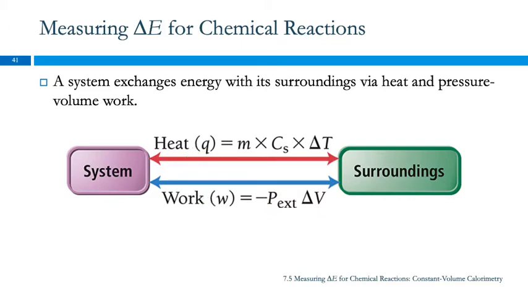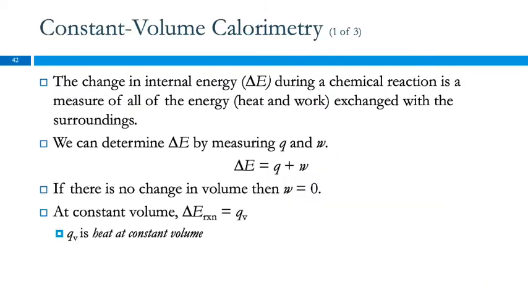These could both have the same sign, whether positive or negative. One could be positive and one could be negative. The net flow of heat could be from surroundings to system or from system to surroundings. It just depends on the magnitudes of those numbers and their signs. So when we look at the change in internal energy during a chemical reaction, we're looking at measuring all the energy, both heat and work, that's exchanged with the surroundings. So we can say that the change in internal energy is equal to the heat plus the work for that system.